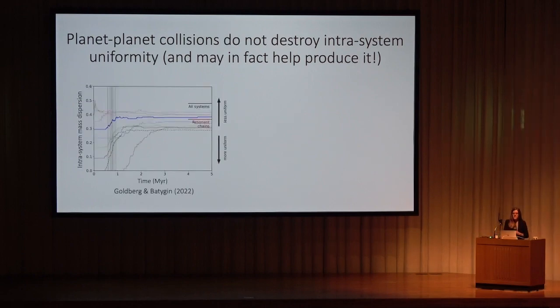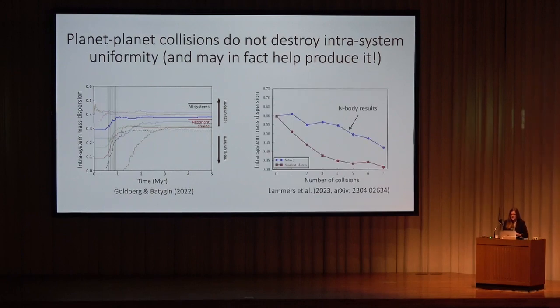So for instance, Goldberg and Batygin considered this inter-system mass dispersion in this sort of breaking the resonance chains hypothesis. So starting out with a high degree of inter-system mass uniformity and allowing these collisions to occur, they found that the collisions do gradually increase the mass dispersion, but they result in a level of dispersion that's pretty well matched to the data.